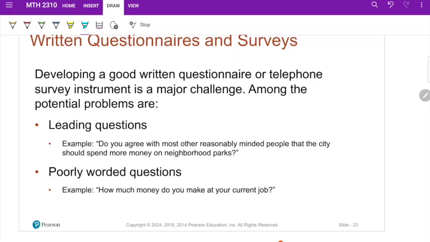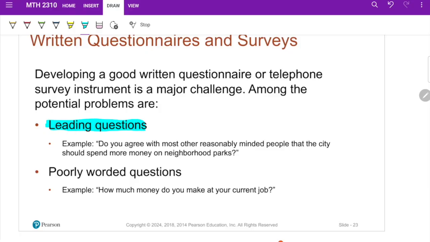But we have problems with this. We have actually two problems with this. Number one is having leading questions. Actually, when you do a written questionnaire or online survey, leading questions is one of the mistakes that people make. So when you write the questions, they have to be neutral. You cannot have a question that leads the respondents to answer in a certain way. You're kind of guiding them to answer in a certain way, which is something wrong.